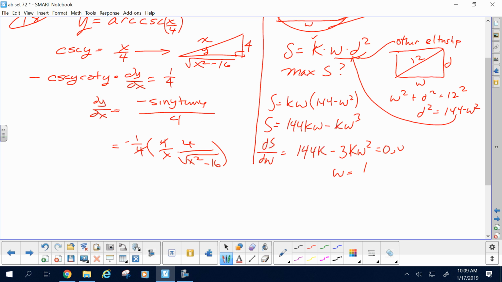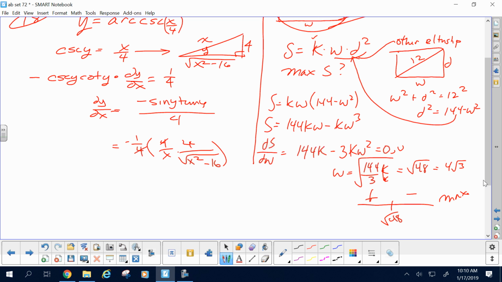W squared is 144 over 3, the k's drop out, square rooted. What's 144 over 3? 48, square rooted is square root of 48, roughly 7, a little less than 7, or 4 root 3, yeah? Okay, so W needs to be a little less than 7. And I think that's the answer. If I did a test on this, you would see that it is going to go from positive to negative. When W is small, this is positive. So that feels like the max. Yeah? Yes. All right.